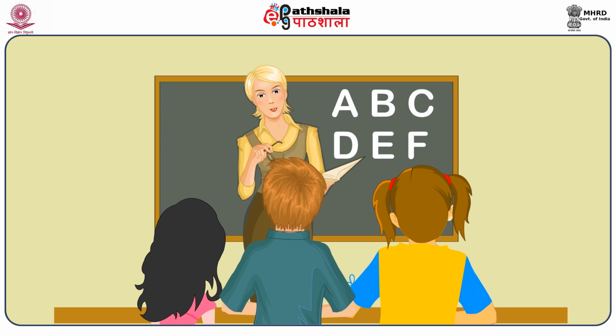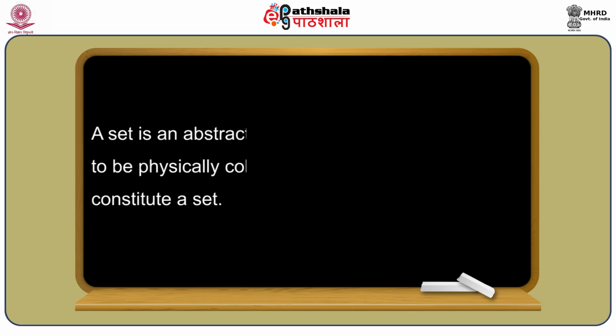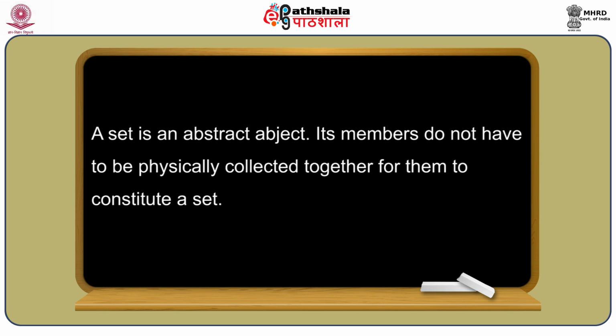We will use the words object or entity in a very broad way to include all these different kinds of things. A set is an abstract object. Its members do not have to be physically collected together for them to constitute a set. The membership criteria for a set must in principle be well defined and not vague. If we have a set and an object, it is possible that we do not know whether this object belongs to the set or not because of our lack of information or knowledge.